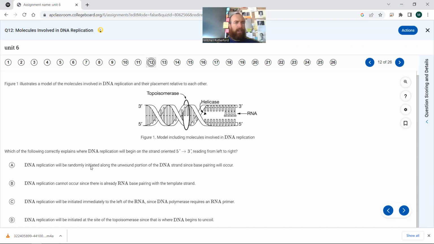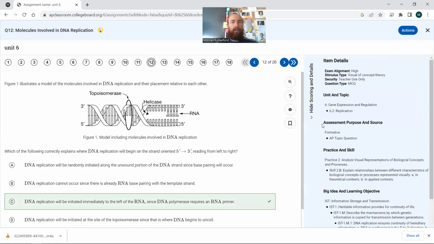And then I'm just double checking on A, randomly initiated. That's just not how it works. You know, you got to start with a primer. As long as you know primer, then you're going to land on C. Nice work.